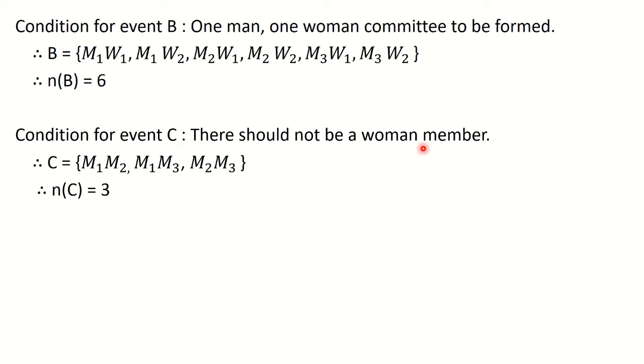Now go for condition for event C. There should not be a woman member. No woman member should be present, means only men should be present. So write down the first line from the sample space. M1, M2, M1, M3 and M2, M3. So C is having these 3 sample points and therefore n of C is equal to 3. Complete it.